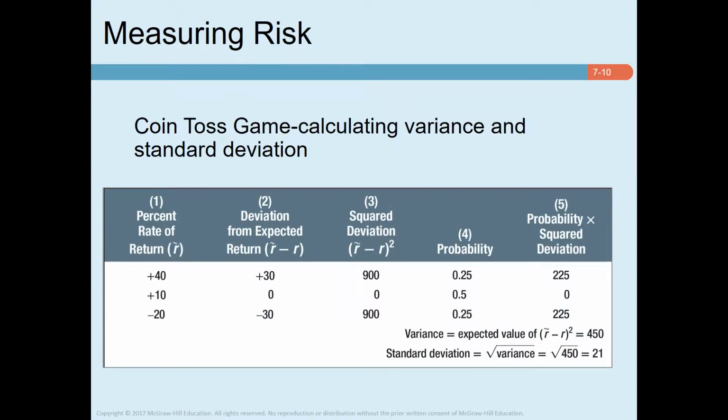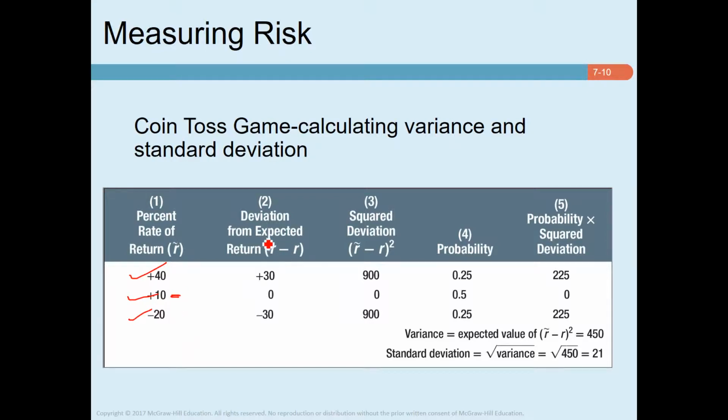Now let's see an example. We have the rate of return of an individual stock in different states, for example plus 40%, plus 10% and minus 20% in different states of the economy. The average of these returns is 10%. So plus 40%, plus 10%, minus 20%, if we calculate the average, that is 10.